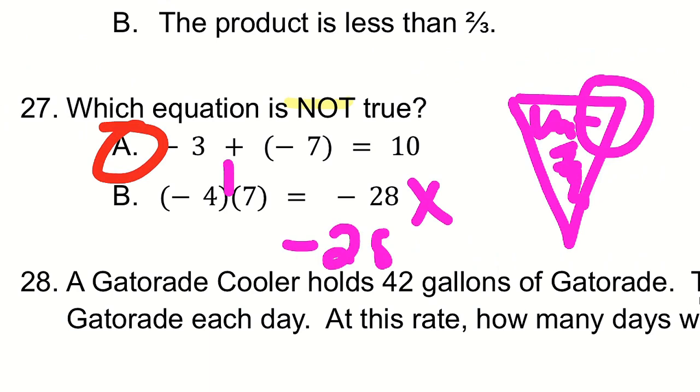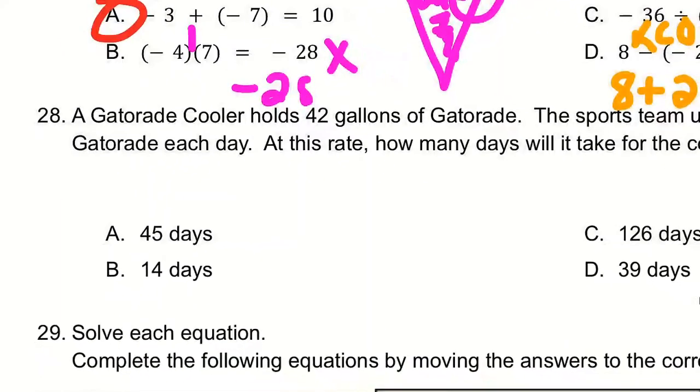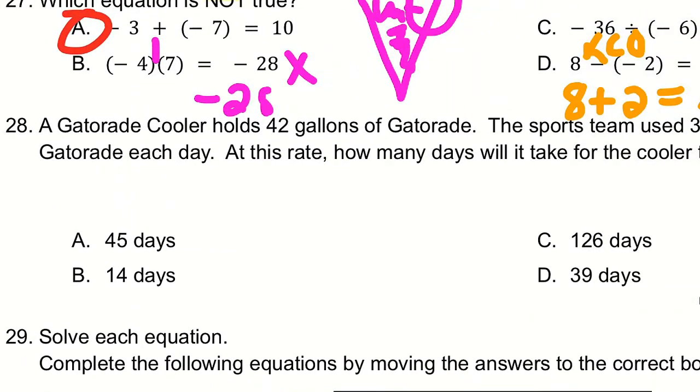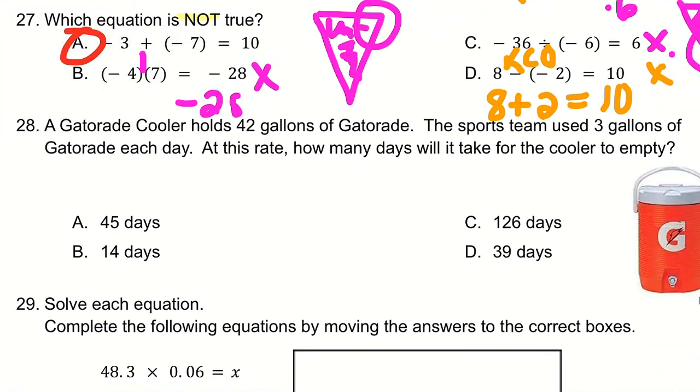Good job. Nicely done. Okay, next number. Number 28. A Gatorade cooler holds 42 gallons of Gatorade. The sports team used 3 gallons. Hold on, let me highlight stuff. Okay, 42 gallons.